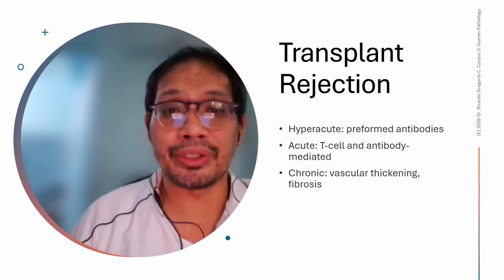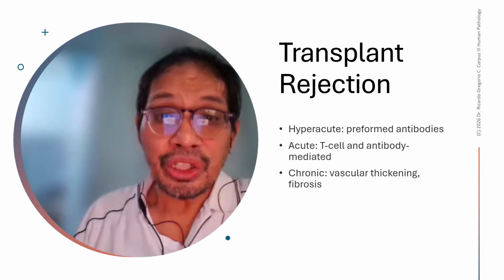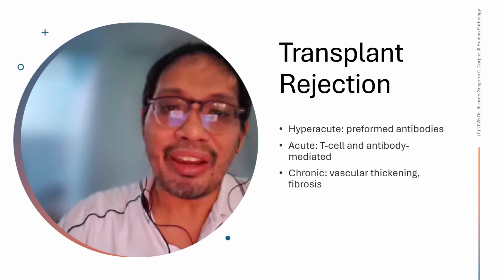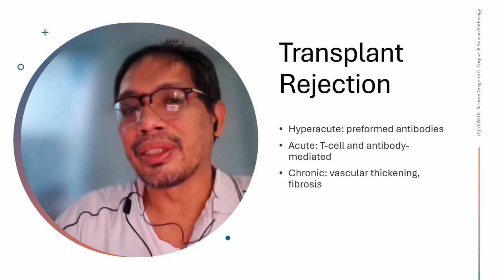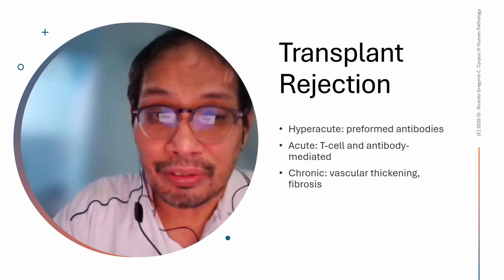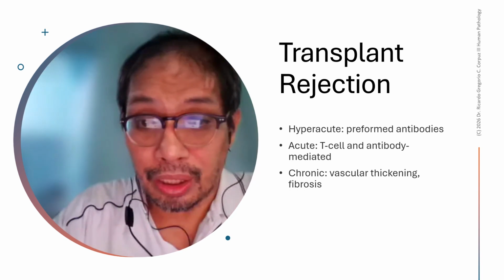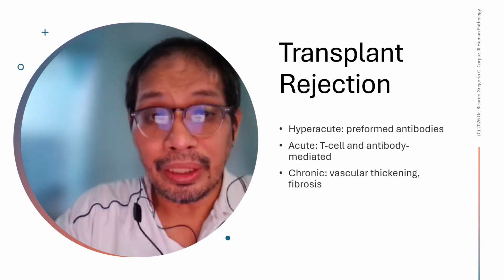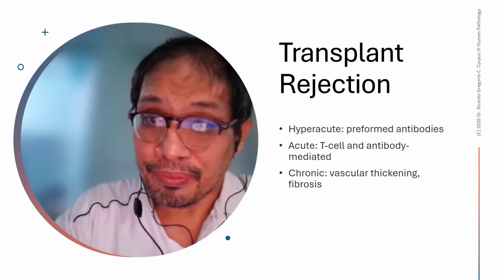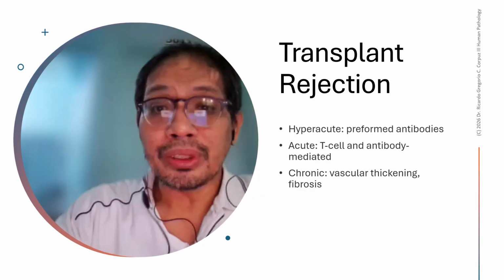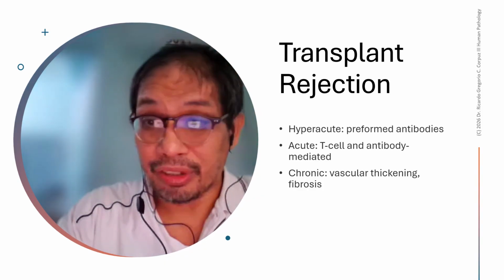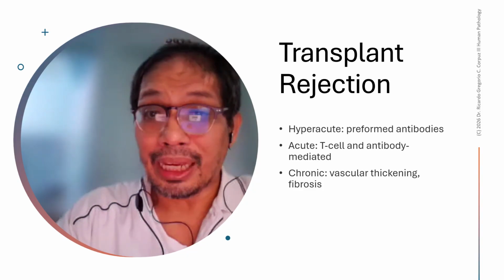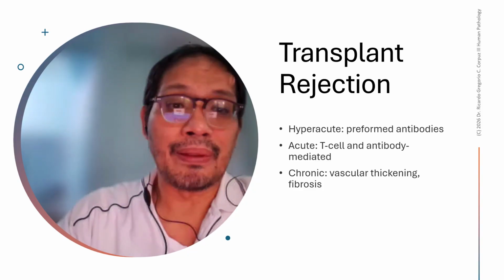Transplant rejection. Rejection occurs when the recipient's immune system recognizes the graft as foreign. Hyperacute rejection. This is minutes to hours. Preformed antibodies against donor antigens. Widespread thrombosis with fibrinoid necrosis. The graft becomes cyanotic and fails immediately.